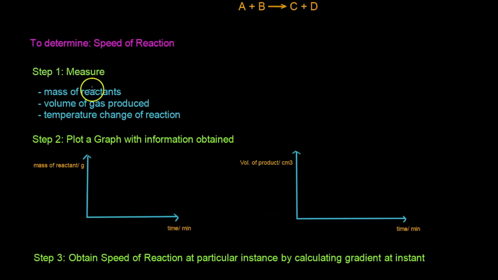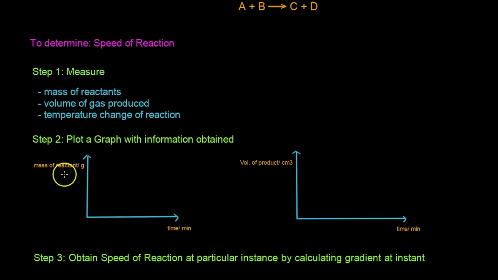Once we determine what we want to measure, then we plot a graph with the information obtained. For example, in the case of the mass of reactants used and the gas produced, we have 2 graphs here. Let's start off with the first one. You can see that the y-axis is mass of reactant per gram, whereas the x-axis is just time per minute, or can be time per second if the reaction is very fast. This just shows you the reaction progresses over time.